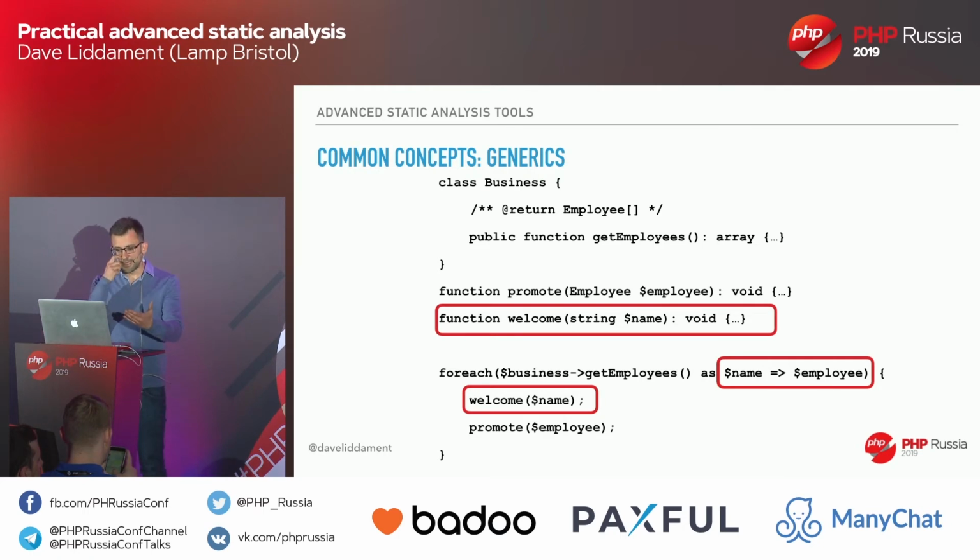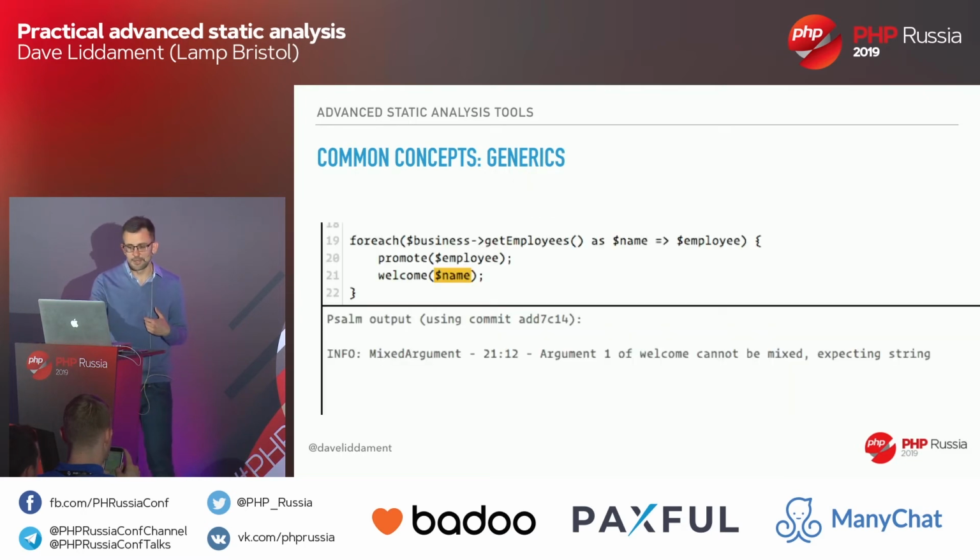Now, with the information we have here, we don't know what the key is. And if we put this code through Psalm, it would give us this error, and it would say, I don't really know what name is. If Psalm doesn't know the type of something, it says it's type mixed, and here it's saying argument 1 of welcome cannot be mixed, it's expecting a string. So it's telling us it's seen something that is a problem.